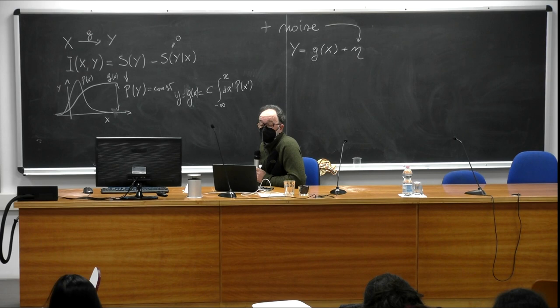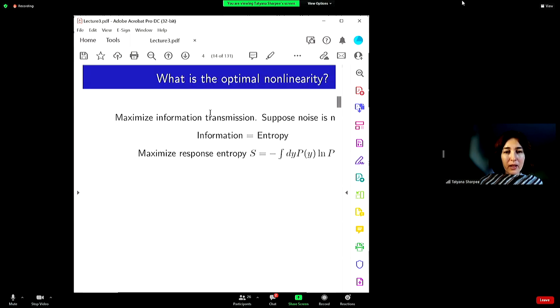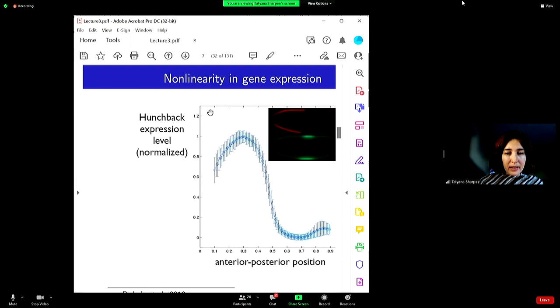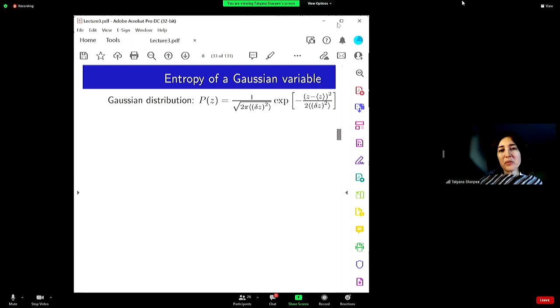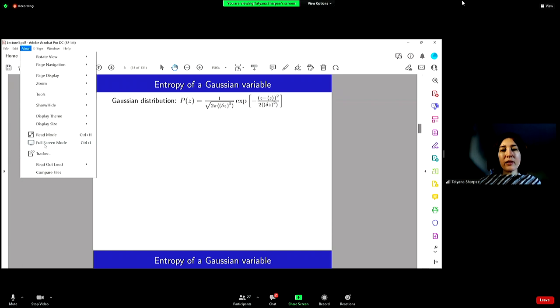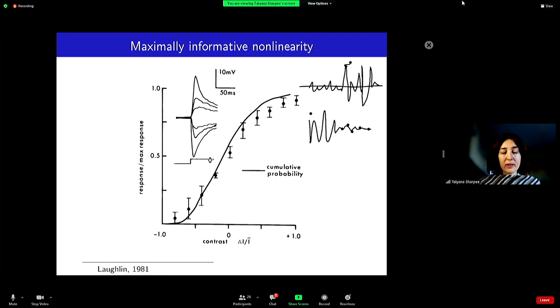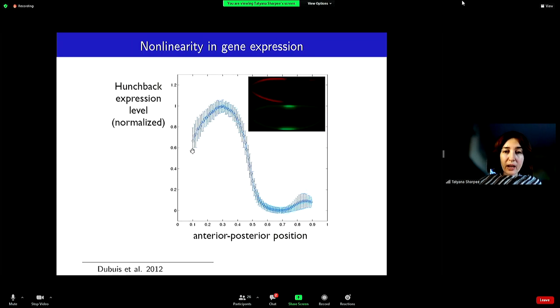So we will discuss first the entropy of a Gaussian variable. These are the slides we discussed. It's useful to know this. If you're familiar with it, we can go faster, but this is a theorist's toolbox: the entropy of a Gaussian variable. We will apply it to a first linear case, even though we know that neurons are nonlinear, and then evaluate the information transmission in the case where, like here, we assume that noise is Gaussian.